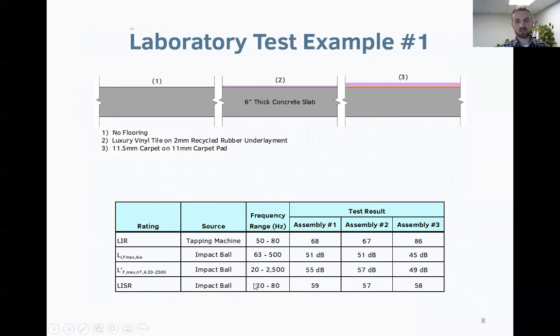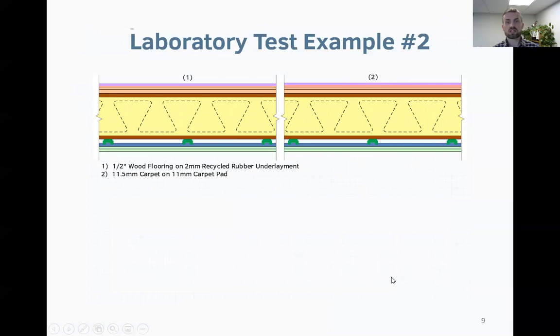But when we just look at the low frequencies from 20 to 80 hertz, we don't see an improvement. It stays about the same. So impact ball low frequency data says we stay the same. Tab machine says we get a big improvement. That's not matching what the other researchers were finding or what we are finding in our field data. So let's look at a second assembly.